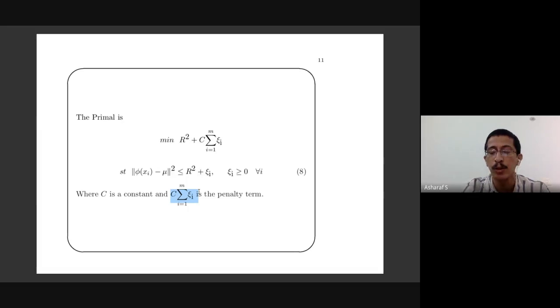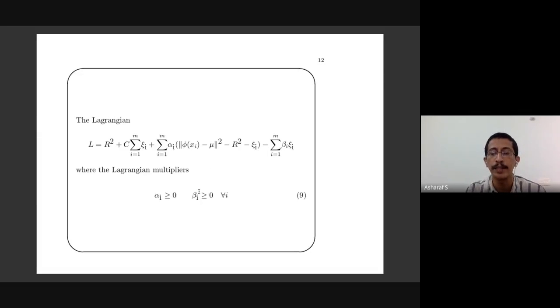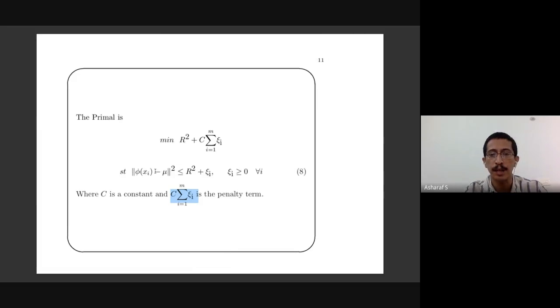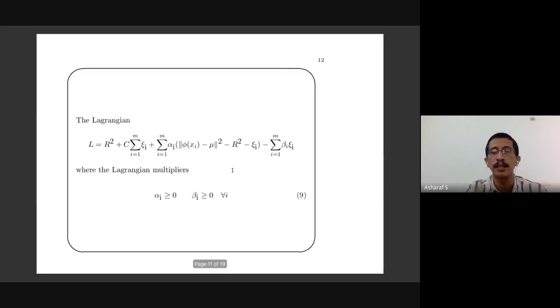And what is the next step? This is the primal problem, and again, you can see that this is a quadratic problem. What you do is you apply Lagrangian duality. You write the Lagrangian for it. So what you get is R square plus C summed over zeta i, and you write the constraint as phi of xi minus mu squared minus R square minus zeta i is less than or equal to 0. That's the way in which you typically write your constraints when you want to write the Lagrangian, and then you multiply each constraint by a Lagrangian multiplier, alpha i.